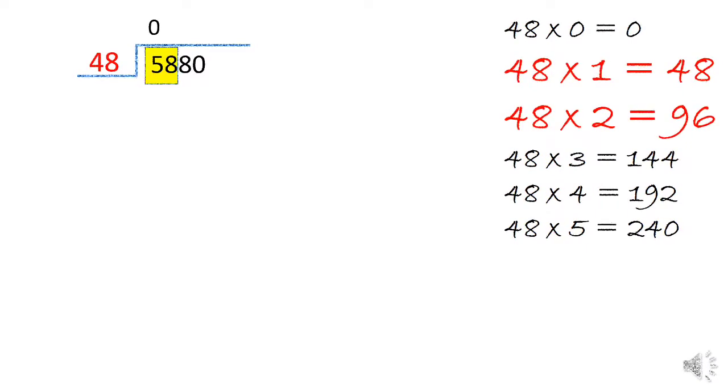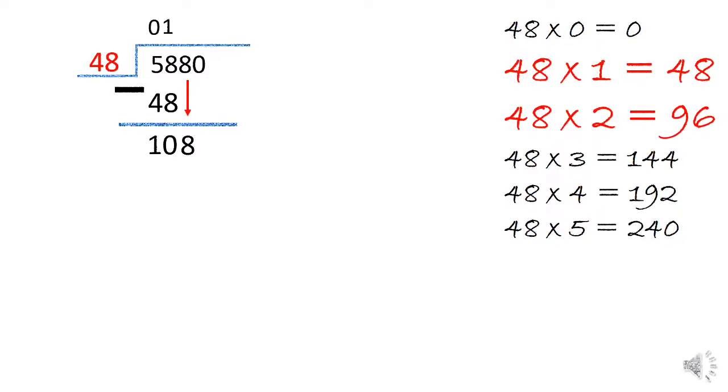So see the 48's table and find the number equal to 58 or less than 58. If we see the table, 48 1s are 48. So we will write 1 at the top above 8 and 48 down. Then the next step is subtract. So here 8 minus 8 is 0 and 5 minus 4 is 1. So it is 10. Then bring down the next digit, that is 8, and it comes to 108.